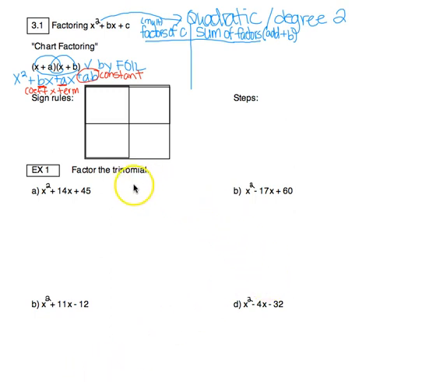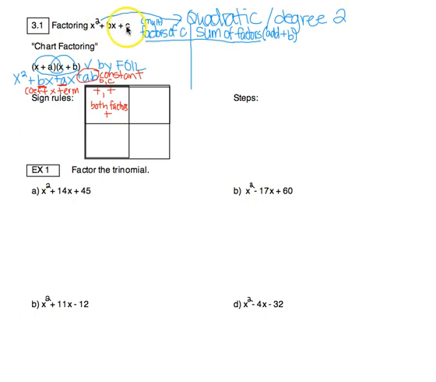Now, sign rules. When we have our a and our b, if my first one is positive and my second one is positive, so b and c are both positive right here, that means that both factors are positive, like this, x plus a, x plus b when you factor them.